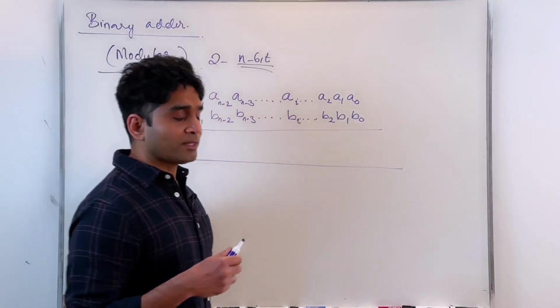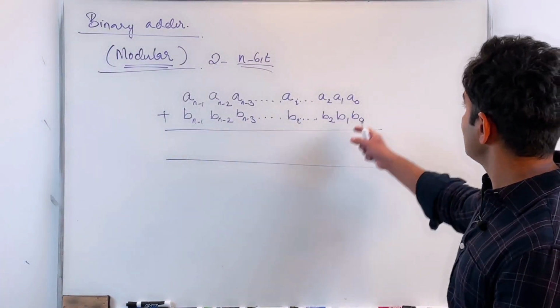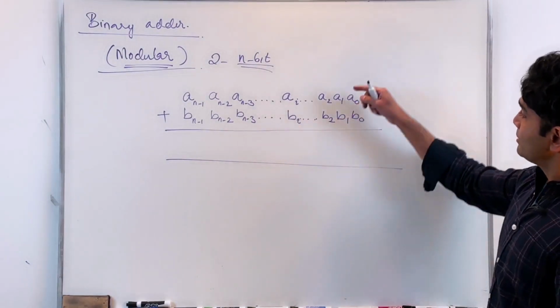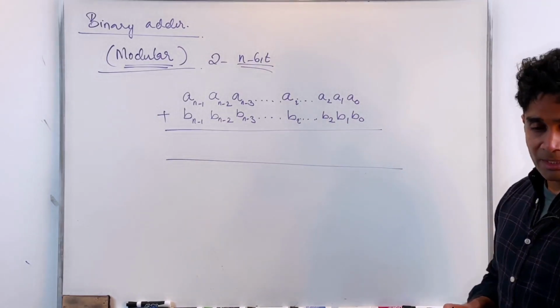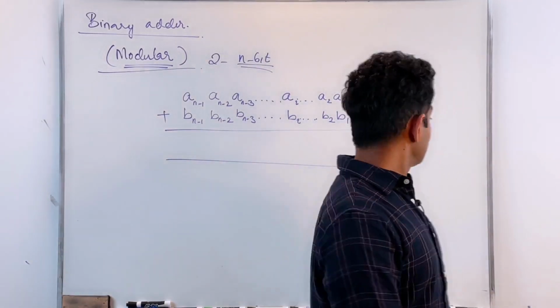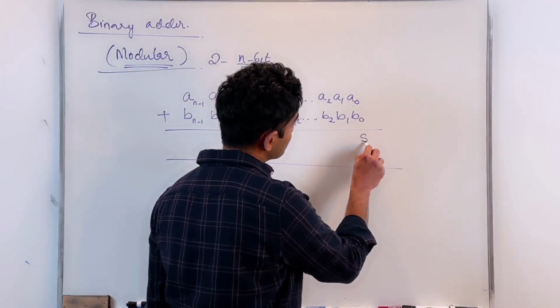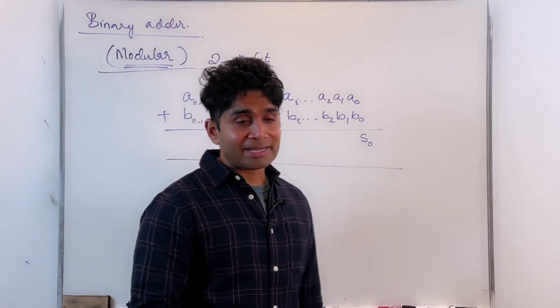So how do we do this addition operation? I start with the rightmost bit, right? I add these two bits together, a0 plus b0. I get some sum, right? Let me call that s0. And I may get a carry out.